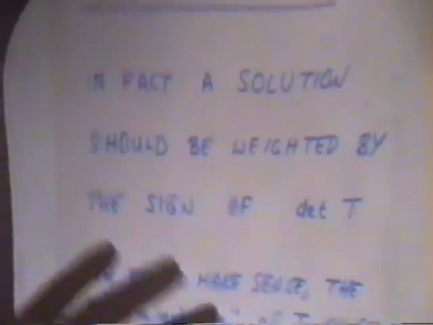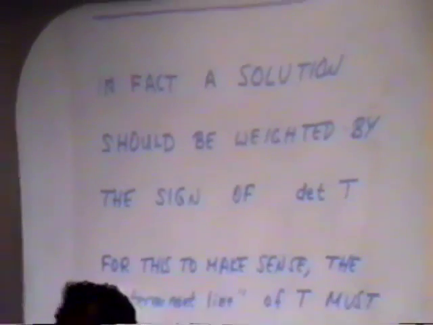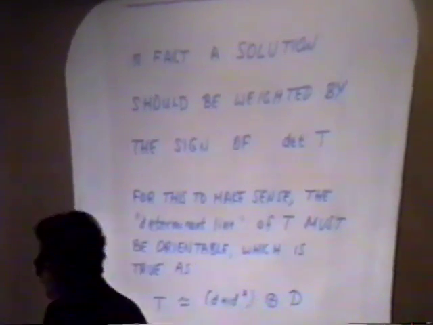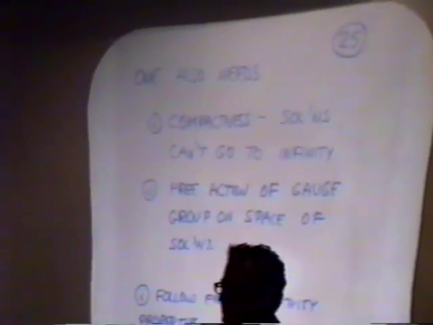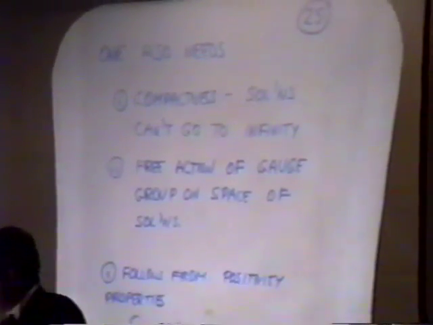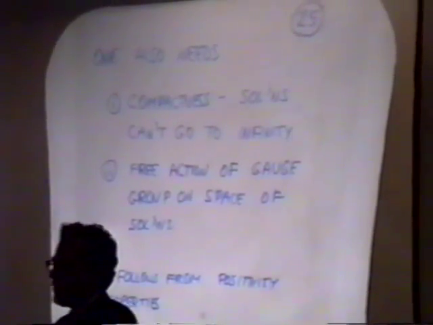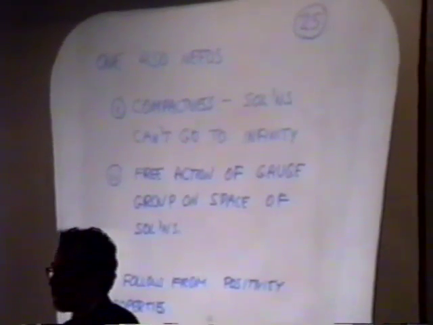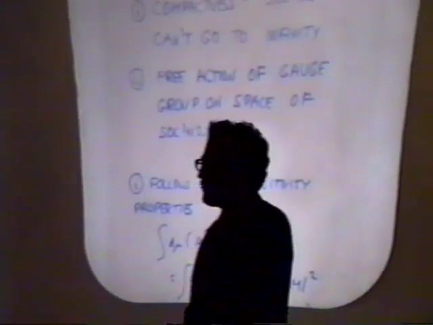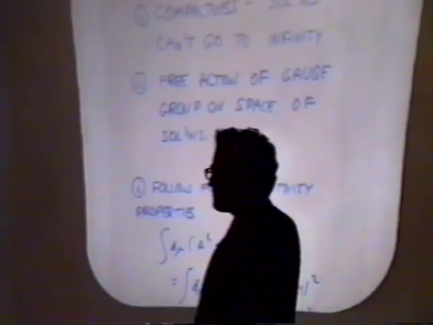Now, you need orientability so that the determinant line makes sense, but you need a couple of other things in order to get an invariant by counting the solutions. Essentially, you need two things. Compactness, that solutions can't go to infinity. And secondly, well, ideally you would have a free action of the gauge group so that the quotient of the space of all data by the gauge group would be a smooth manifold. But if you can't quite have that, you at least want the solutions to keep away from any place where the gauge group fails to act freely.